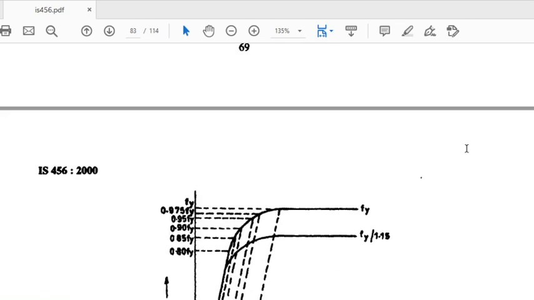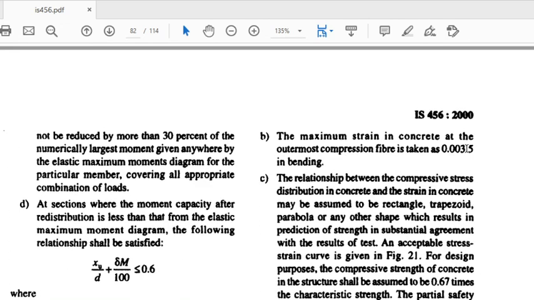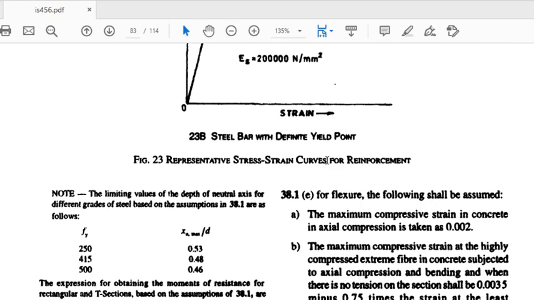This is very important and specifically mentioned, because many job-related questions look at this. The maximum strain in concrete at the outermost compression fiber is taken as 0.0035 in bending. The words 'in bending' are very important. But look at the maximum compressive strain in concrete in axial compression. Bending means deflection in one direction. Compression means compressing, as in the case of a column. It is taken as 0.002.